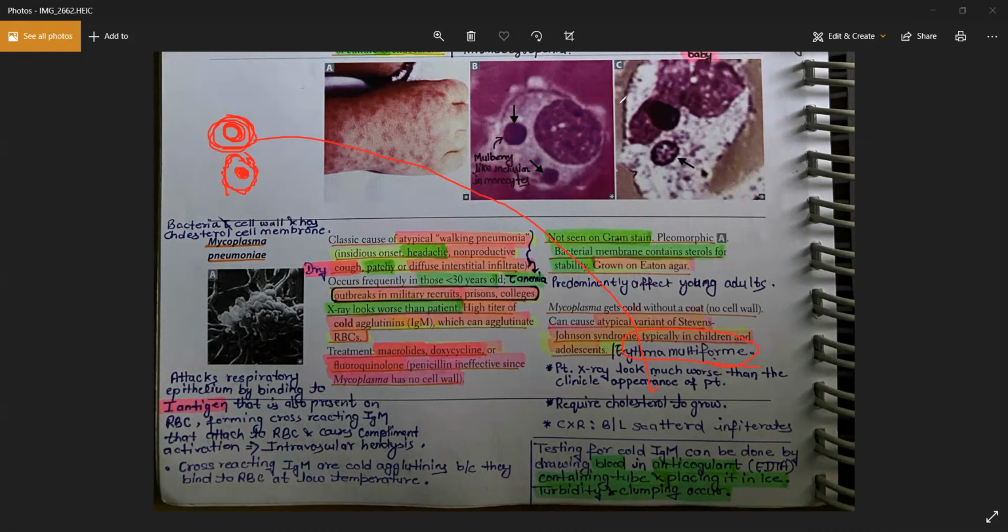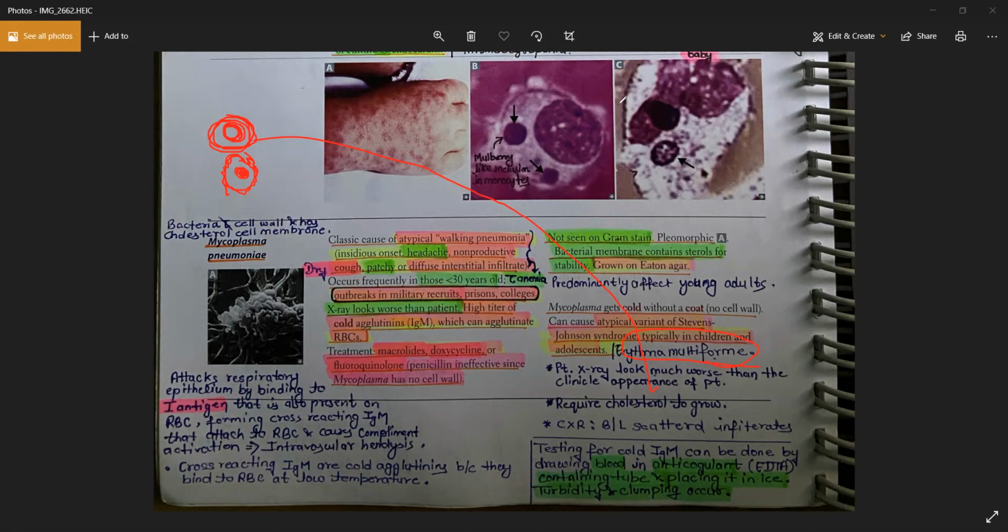So just 4 facts that you need to remember about Mycoplasma pneumoniae. It is an atypical type of bacteria. It does not have any cell wall. It has a cell membrane which requires cholesterol for growth, and that's why you grow them in Eaton agar. So you have this walking pneumonia, which is an atypical type of pneumonia. You will get a dry cough and very mild flu-like symptoms. But when you look at the X-ray, it is actually much worse than the symptoms.